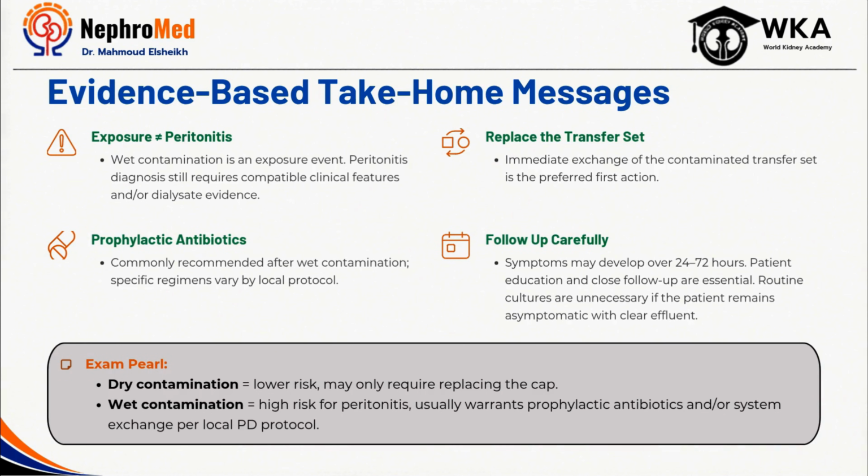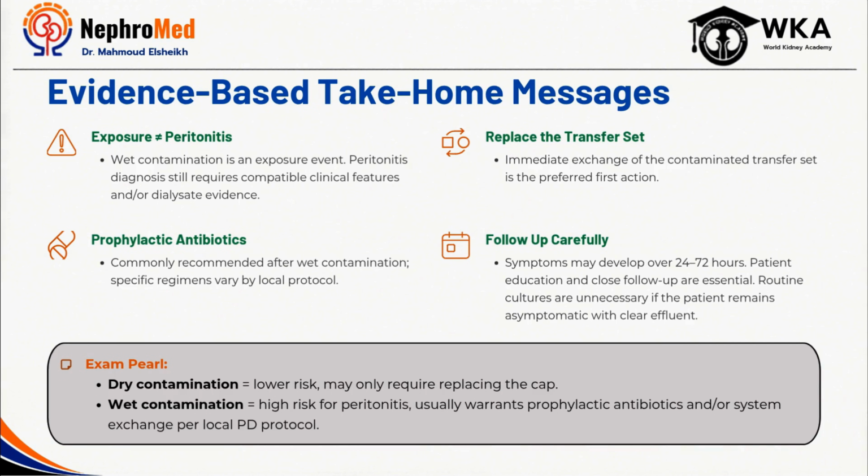And finally, follow-up is just as important as the initial intervention. Most patients remain well, but symptoms can appear over the next 24 to 72 hours. Patient education, clear safety net advice, and close outpatient follow-up are essential. If the patient remains asymptomatic with persistently clear effluent, routine cultures are unnecessary.